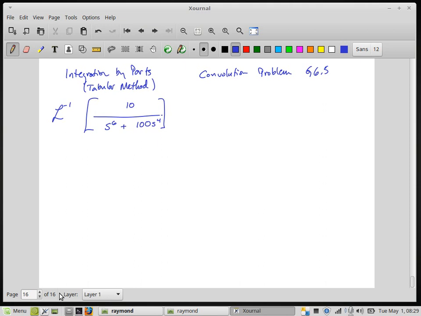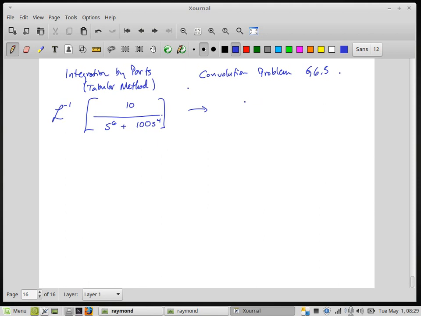This is Dr. Moberly. We're going to look at integration by parts using the tabular method for a convolution problem. And I've set up one that will require multiple integration by parts. This is in the style of Kreyszig's section 6.5. And the inverse Laplace transform of this rational expression, the first step is we want to factor it into two things that look like the terms in the table.